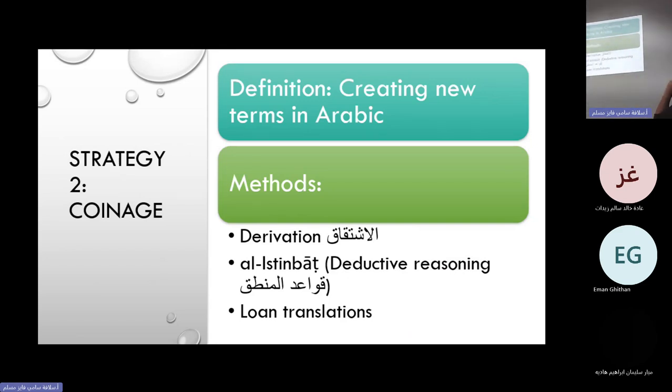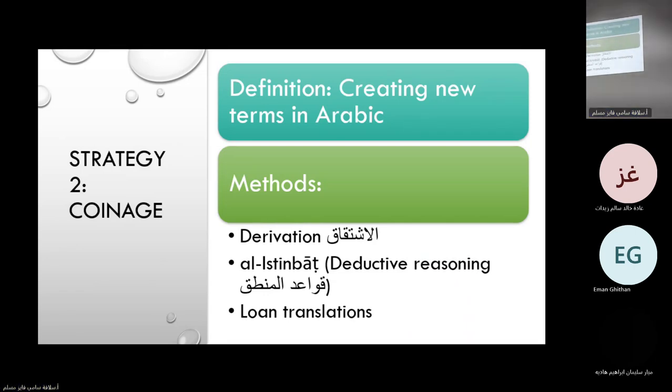Okay? So, the second strategy is, so we finished, what? Borrowing. We said borrowing can come in the form of total borrowing, where we take the same sound of the source language and put it in the target language, and loan translation, where we translate the source language into the target language, and naturalization, where we adapt the sound, the morphological sound to the Arabic language.